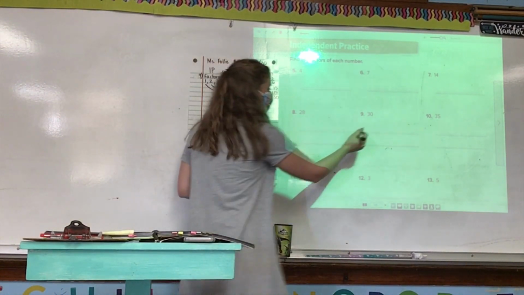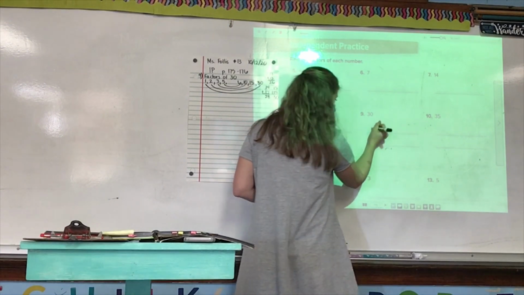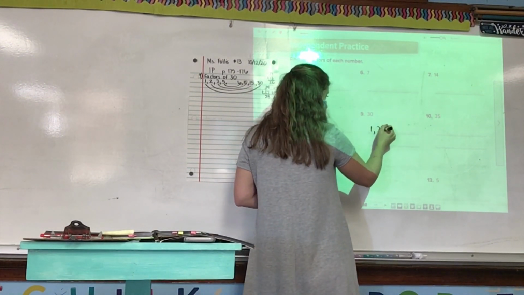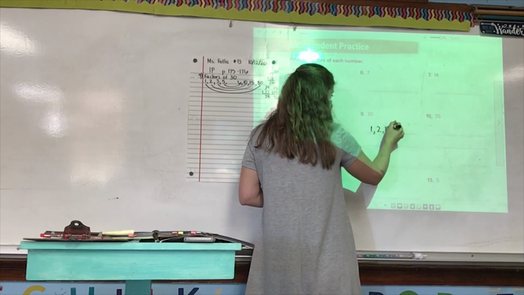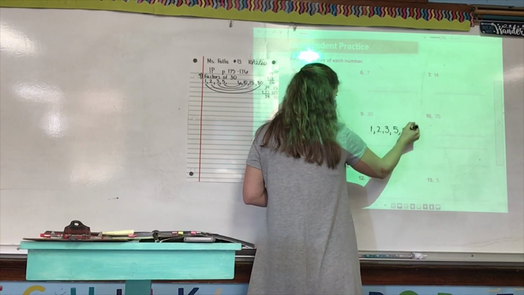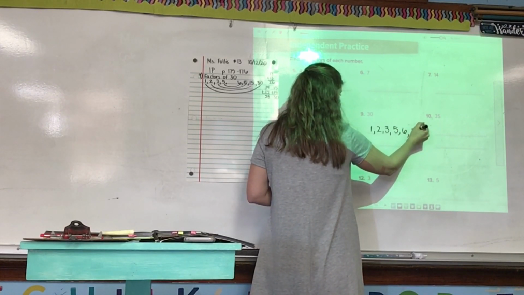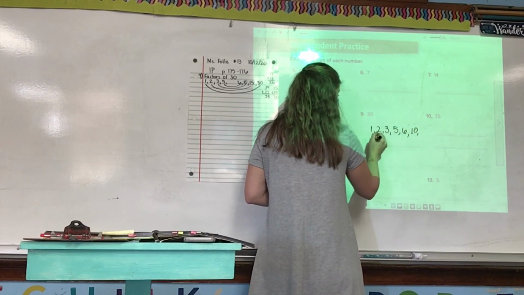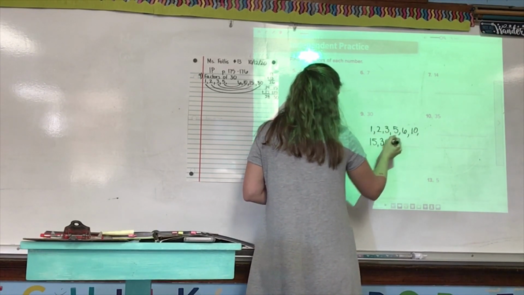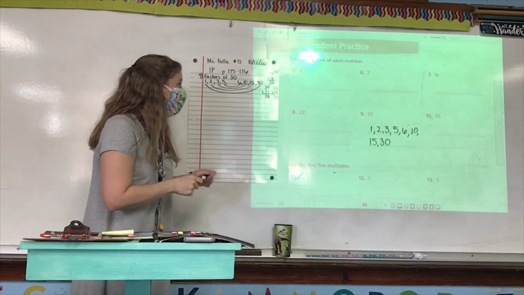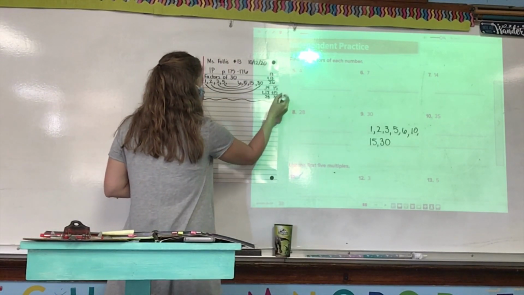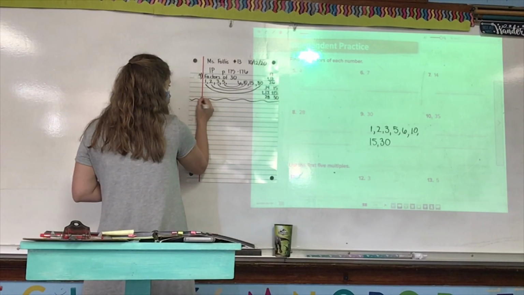1. Remember, we're on number 9. So 1, 2, 3, 5, 6, 10, 15, 30. Okay, so make sure you show that factor rainbow. So now I'm done with that. So I'm going to draw a line, and then I'm going to start with number 5 right below.